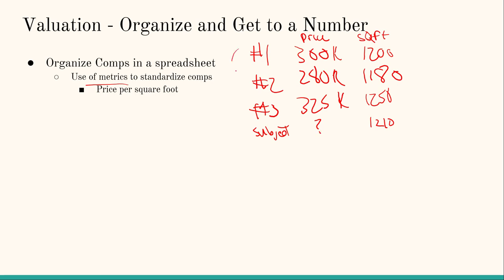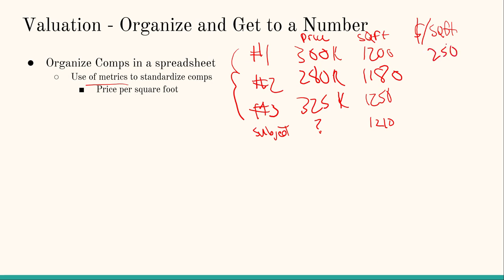Okay, so now you want to figure out, what is the value? You have these three comparable sales. What is the value of my property? It doesn't have the exact same square footage. So a common metric is to calculate the dollars per square foot. You would just take 300K divided by 1200 for the first one. So this is 250.